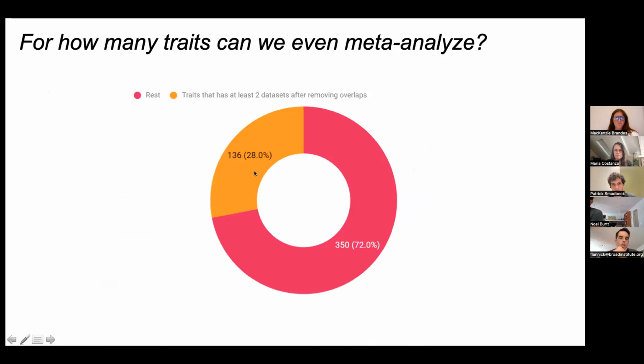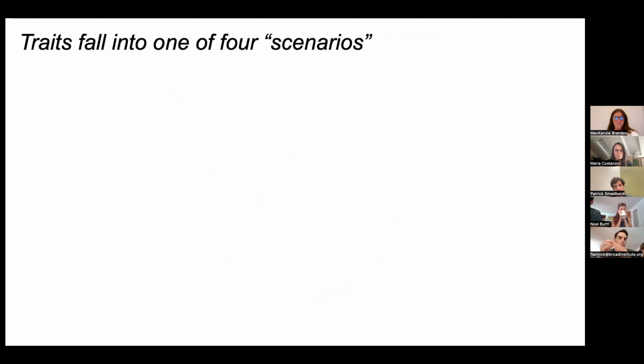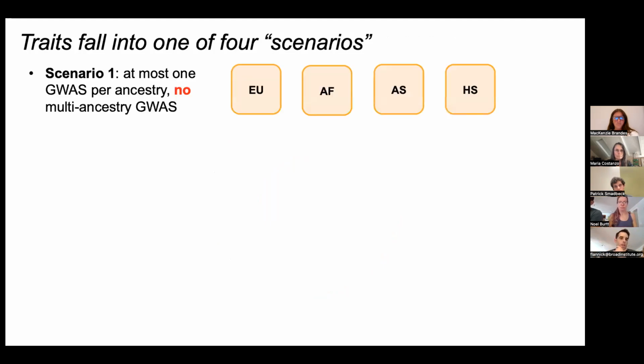Okay, so the first question that I think is warranted is, for how many traits is this even an issue? Obviously, if there's a trait that only has a single data set, this is all moot. It turns out that about 28% of the traits in the portal have at least 2 data sets. So this is an example where, in principle, some meta-analysis could potentially be useful. When you start binning those traits, you can classify them into roughly 4 different scenarios. The simplest scenario is when there's at most 1 GWAS per ancestry, so 0 or 1, and there's no multi-ancestry GWAS. It's a pretty straightforward transethnic meta-analysis where no overlap detection is needed.